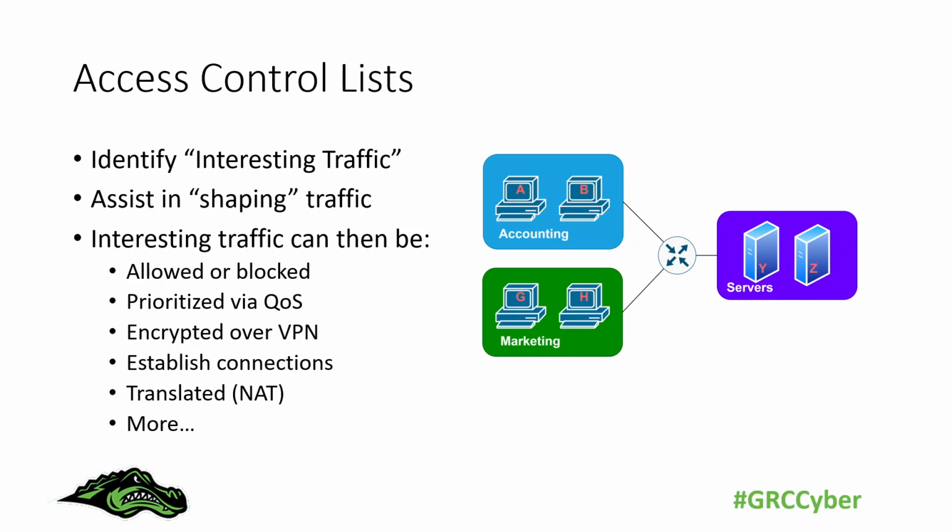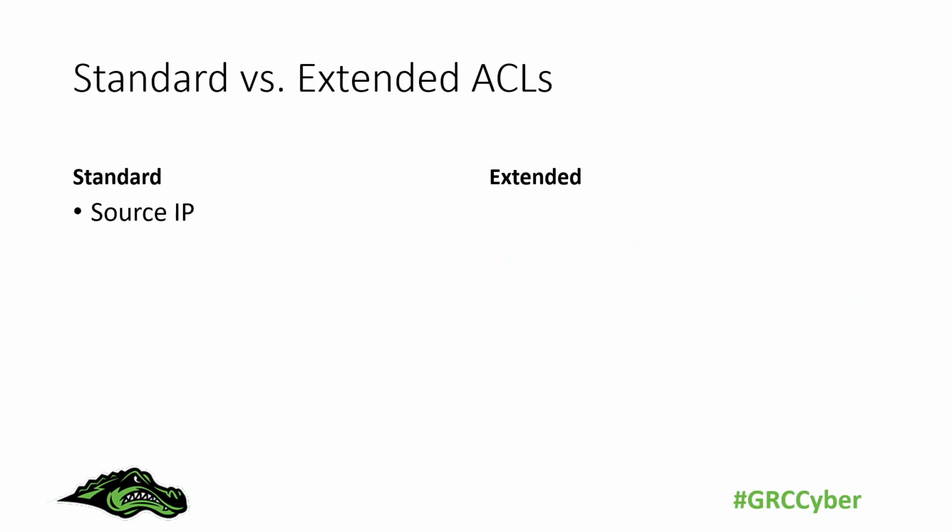When talking about access control lists, in general, we have two different types. We have a standard versus an extended access list. Standard access lists are extremely lightweight. They don't take a lot of processing power and oftentimes are faster than extended. So if speed and performance is of a concern, that might be where we want to look.